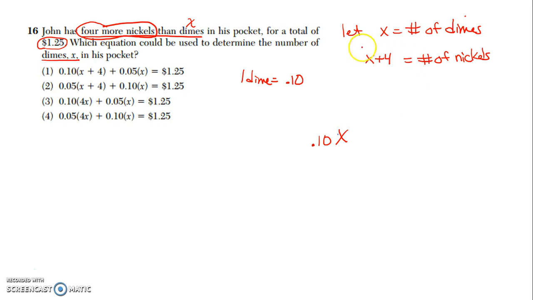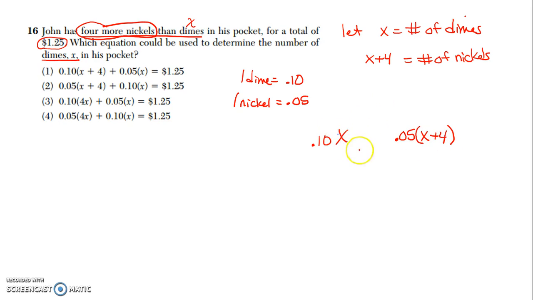Then you need to know your value of nickels. Well, 1 nickel is 5 cents, and you have x plus 4 as your number of nickels. What's your value of nickels? You just take 5 cents, what 1 nickel would be, and you multiply that by the number of nickels you're given. You're given x plus 4 nickels.